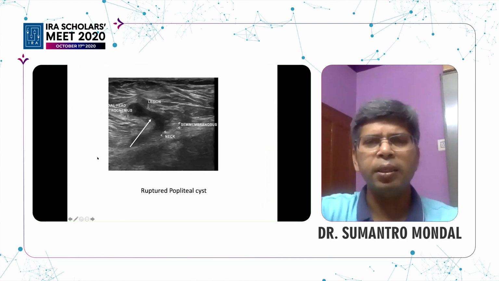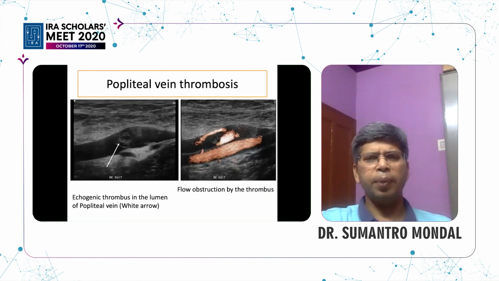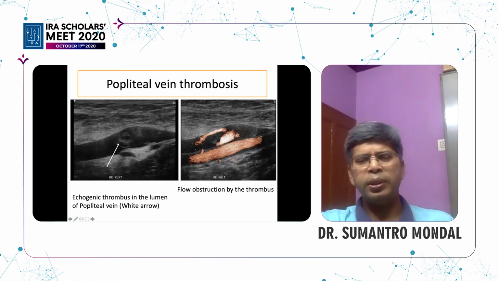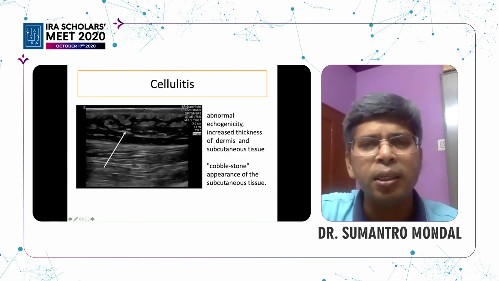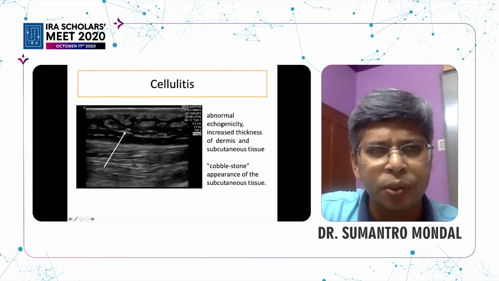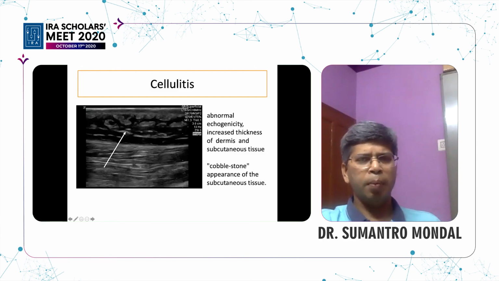Like in this patient, this is the popliteal fossa, and you can see the popliteal or Baker cyst here. And this is basically a ruptured cyst, so it can be diagnosed like that. In popliteal vein thrombosis, you can see the thrombus here, and if you do Doppler, you will see the lack of blood flow, little blood flow in the popliteal vein. This is the popliteal artery by the side. In cellulitis, this is skin, subcutaneous tissue, this is muscle. In the subcutaneous tissue, you will get this kind of cobblestone appearance. And if you do Doppler, you will get a lot of vascularity here because of inflammation.